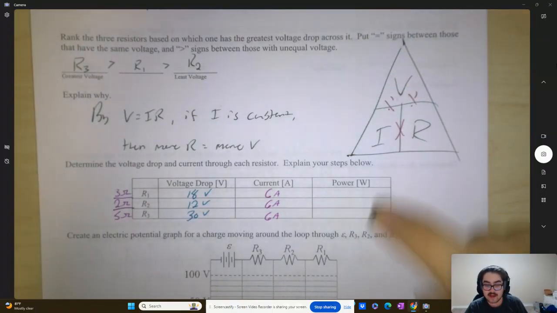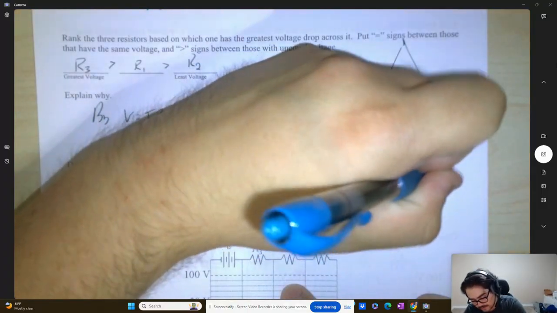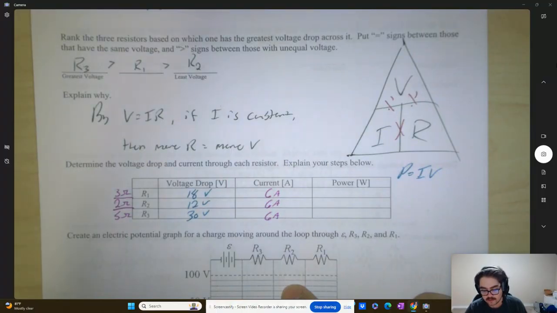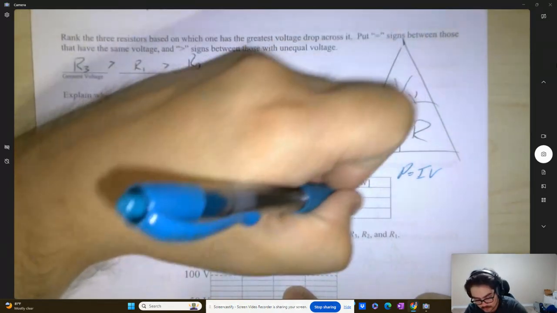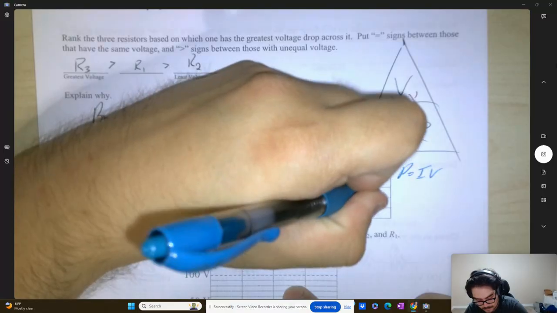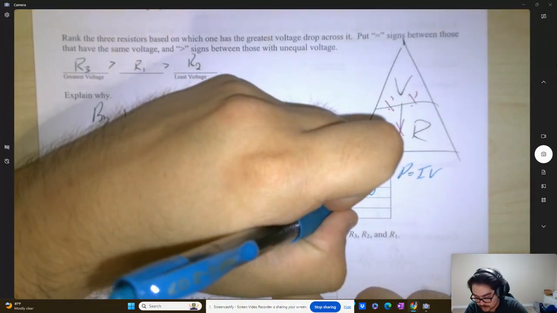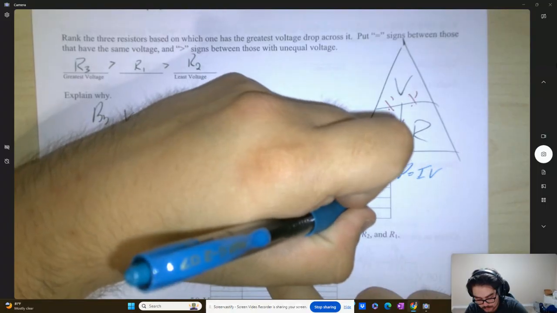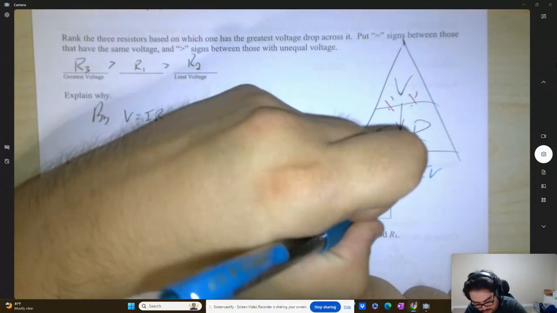And then finally the power. You remember that power is equal to I times V. All you have to do is multiply current and voltage drop. 6 times 18 gives you 108. 6 times 12 gives you 72. And 6 times 30 gives you 180.